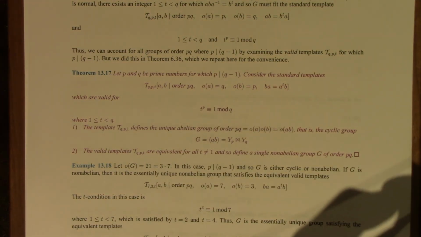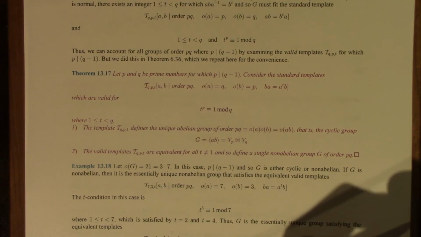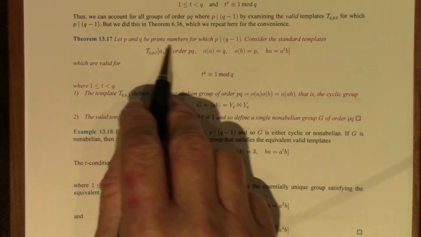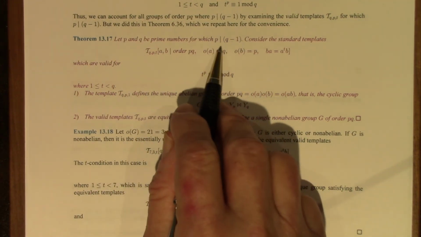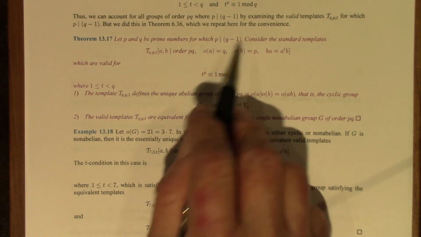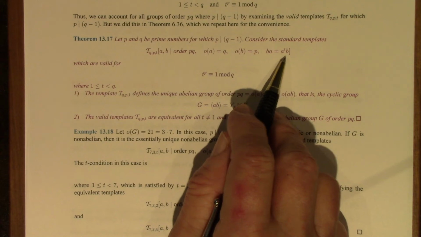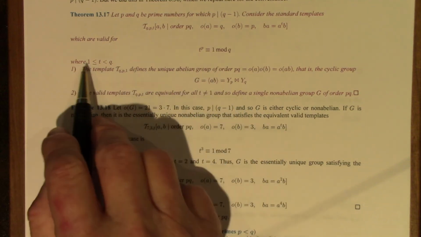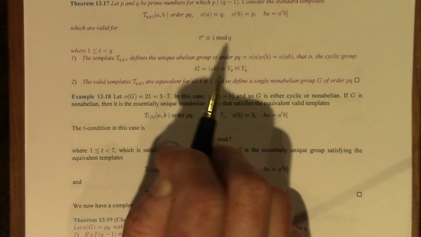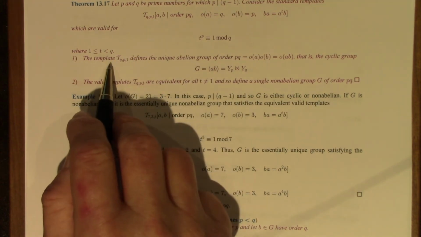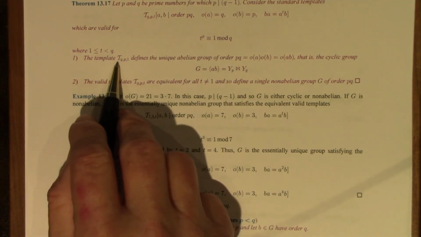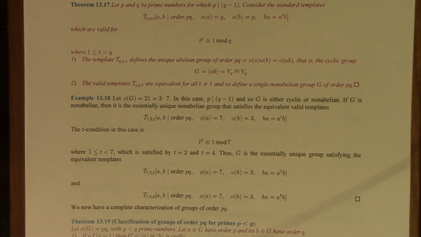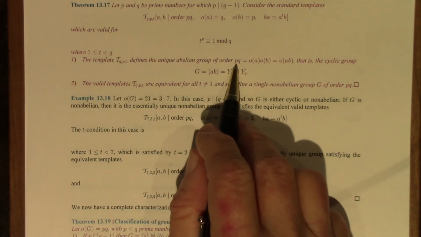But we already did this way back in chapter 6. This is the theorem we proved. Let P and Q be prime numbers for which P divides Q minus 1. And consider these standard templates, which are valid for T satisfying the T condition in this range. When T is 1, the template TQP1 defines the unique abelian group of order PQ.